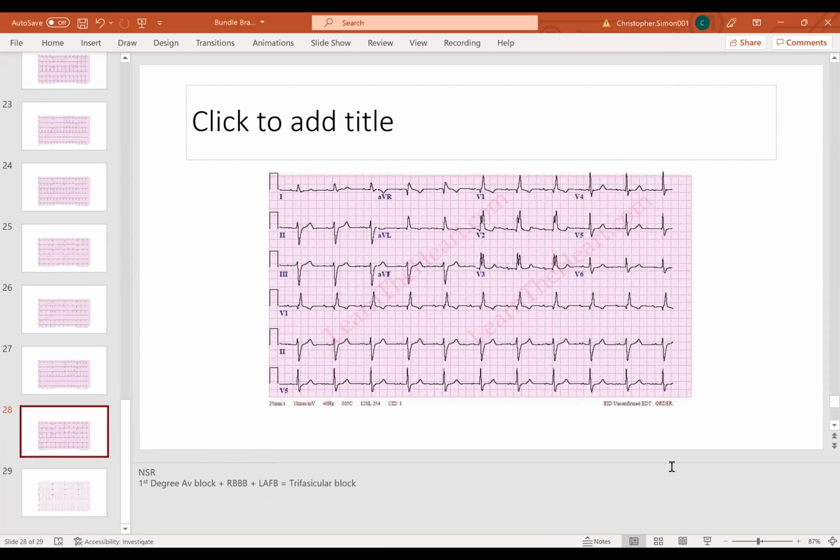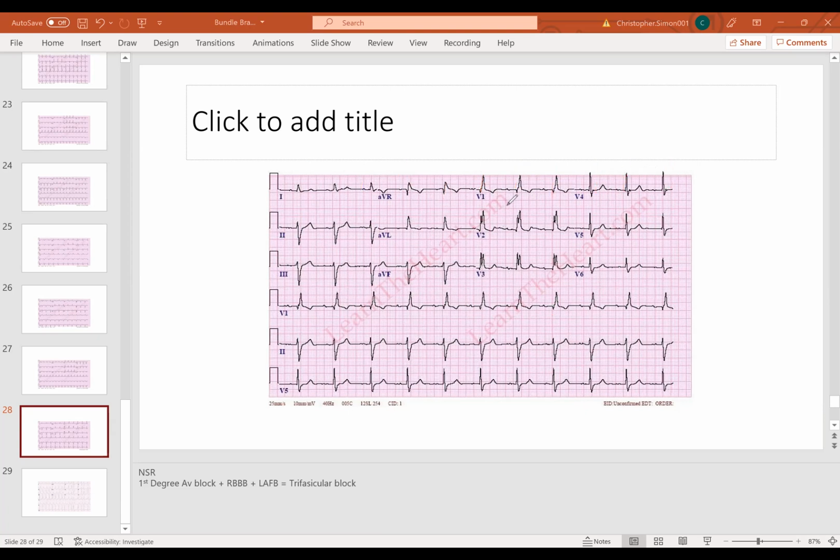All right, two more and then we're going to call it quits. So more of the same, it looks like. It looks like we got P waves, same morphology, a P for every QRS. PR interval, however, is prolonged. QRS is wide, R to R is regular. I got a first degree AV block.